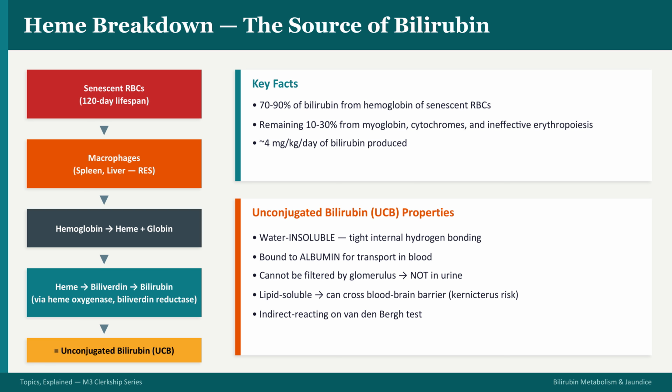It has tight internal hydrogen bonds that hide its polar groups, so it must bind to albumin for transport through the blood. Because it's albumin-bound and lipid-soluble, it cannot be filtered by the glomerulus, which means unconjugated bilirubin never appears in the urine. That's a board pearl you need to lock in right now. But that same lipid solubility is what makes it dangerous. It can cross the blood-brain barrier, especially in neonates, leading to kernicterus.